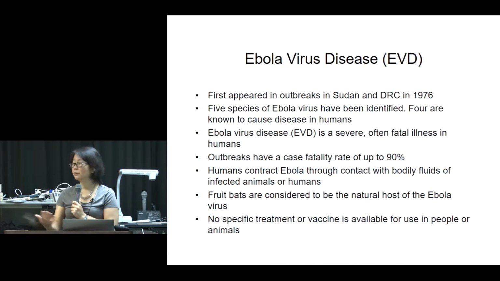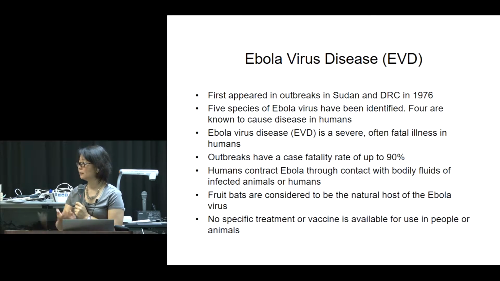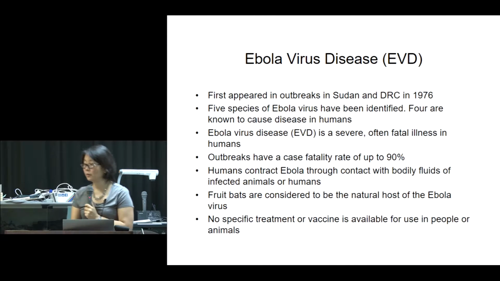Humans contract Ebola through contact with bodily fluids of infected animals or infected people. The fruit bat is considered to be the natural host of the Ebola virus. So it's when people get in contact with the host that they become infected. And unfortunately, there is no specific treatment or vaccine available for use in people or in animals.